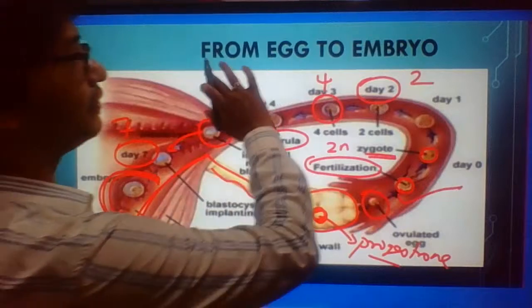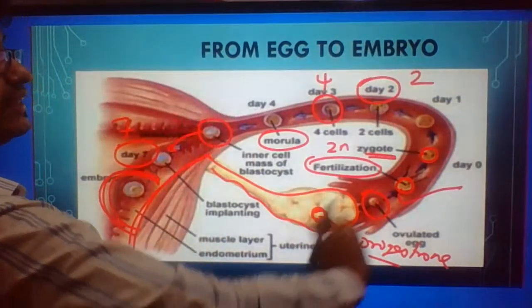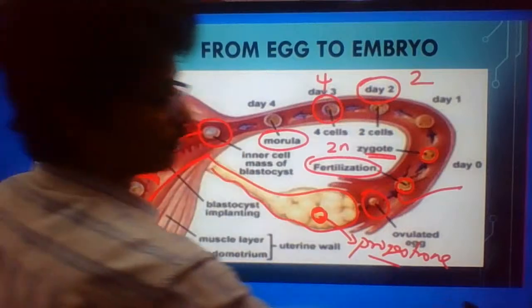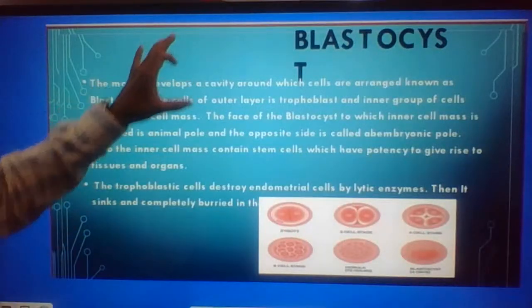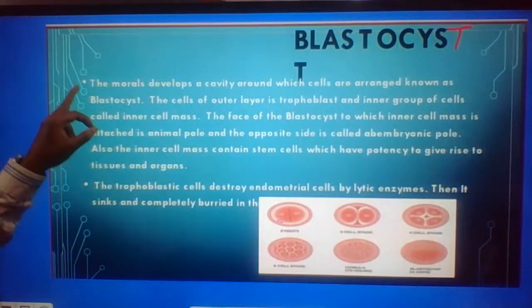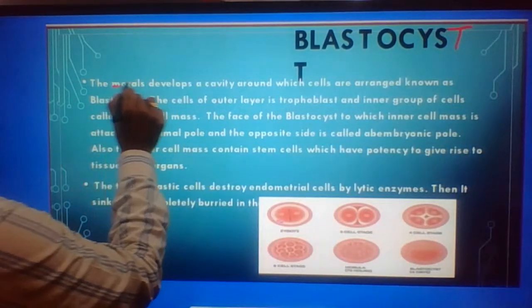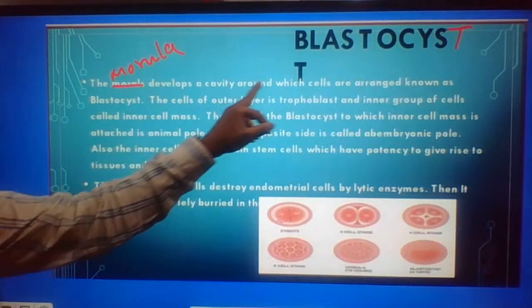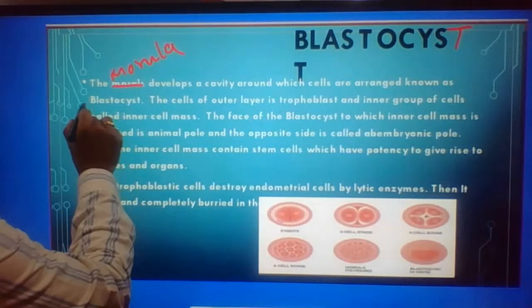Okay guys, so this is how actually the changes which take place from the fallopian tube to the uterine wall to the uterus. Now blastocyst, coming to the blastocyst. So what happens with blastocyst? The morula develops, this is a morula. The morula develops a cavity around which cells are arranged and known as blastocyst.